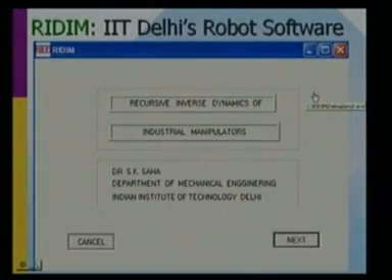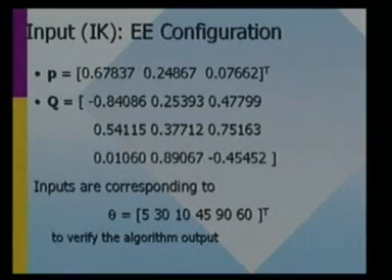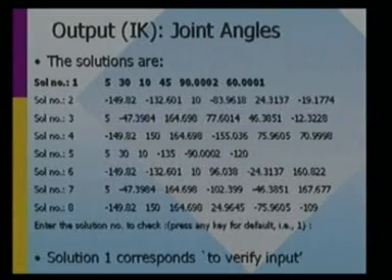So, here is just a software screenshot I am showing, which is developed at IIT Delhi. It is called recursive inverse dynamics of industrial manipulators. It does that inverse dynamics which I have just now defined. So, here for this Puma robot, we have done this analysis using this software. This is the input I have given, this is the output.